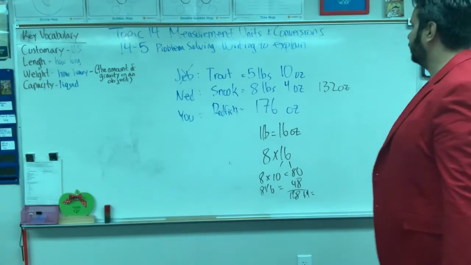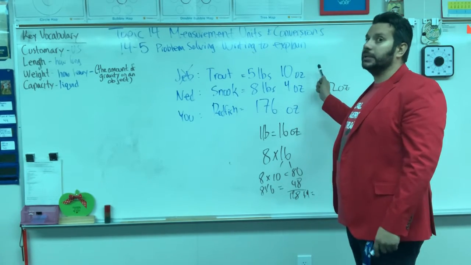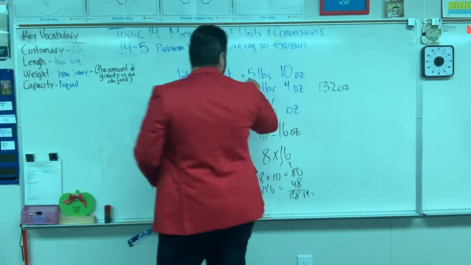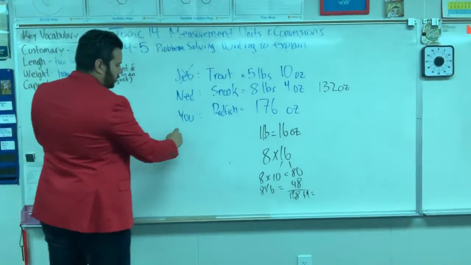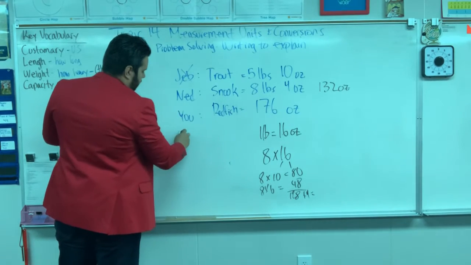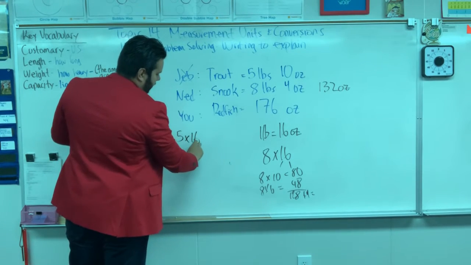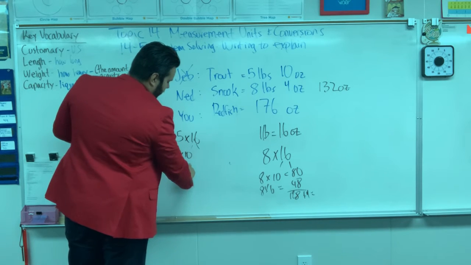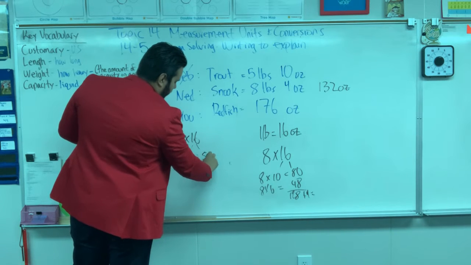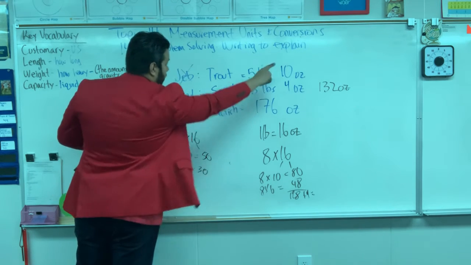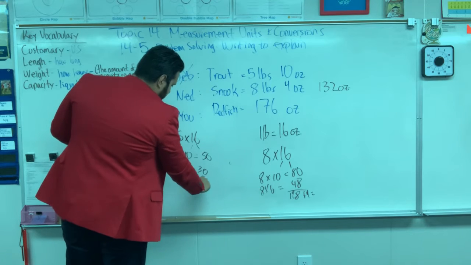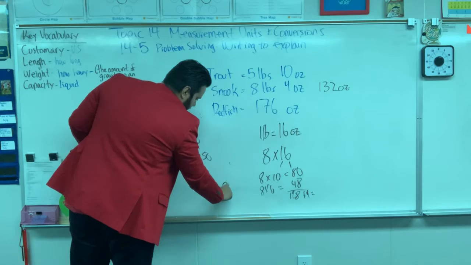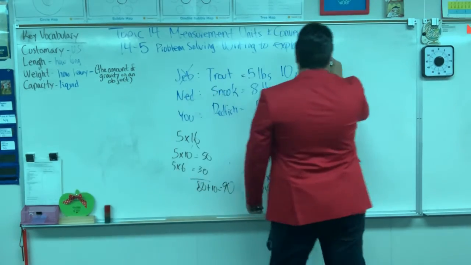But just for fun, let's find out how badly you really beat Jeb. Let's do the math again. Jeb, 5 pounds, 10 ounces. Once again, 1 pound, 16 ounces. So 5 times 16, we'll break this apart again, make it easy. 5 times 10, 5 times 6, 50, 30, that's 80, plus your 10, for a total of 90 ounces.